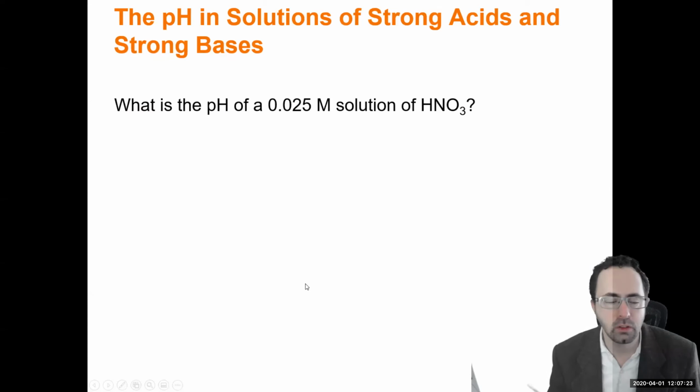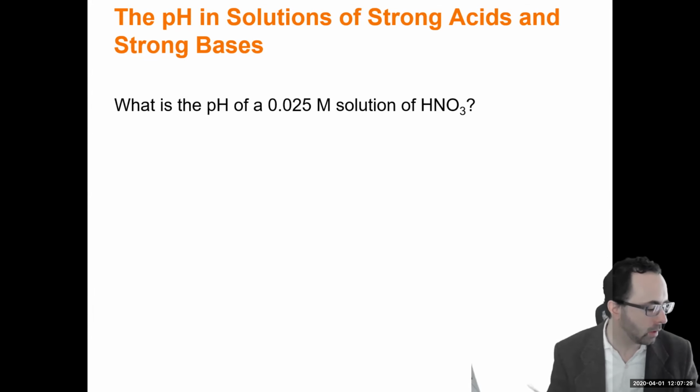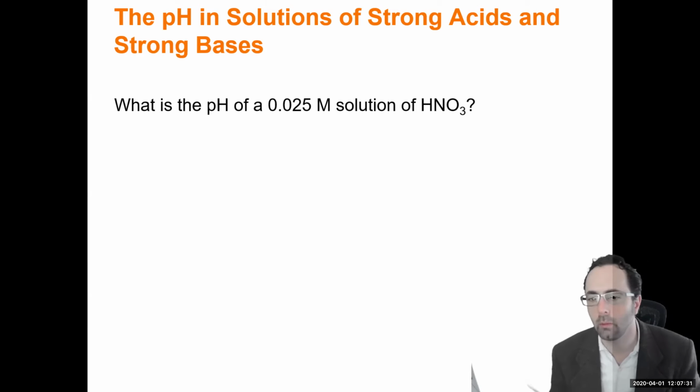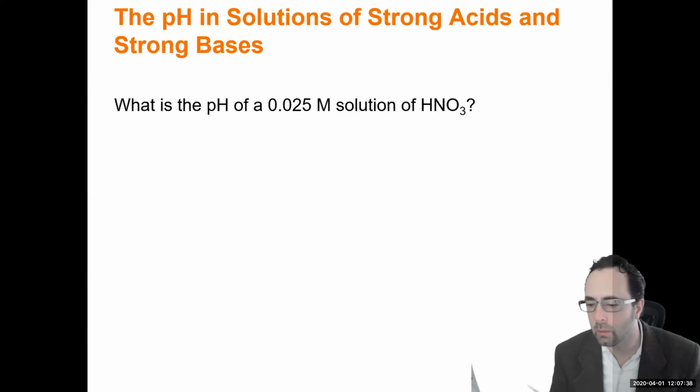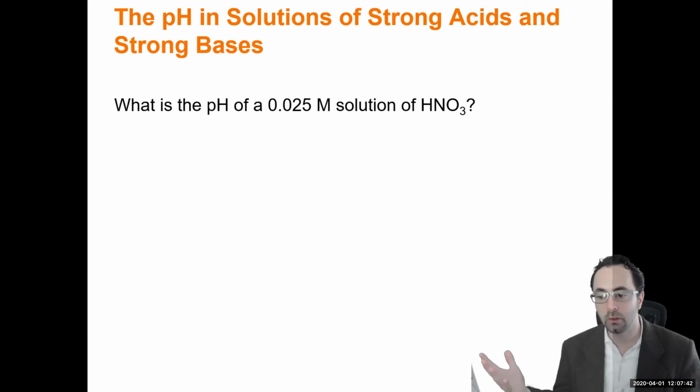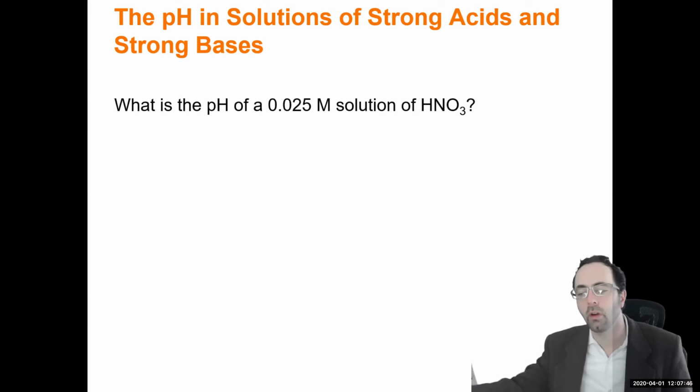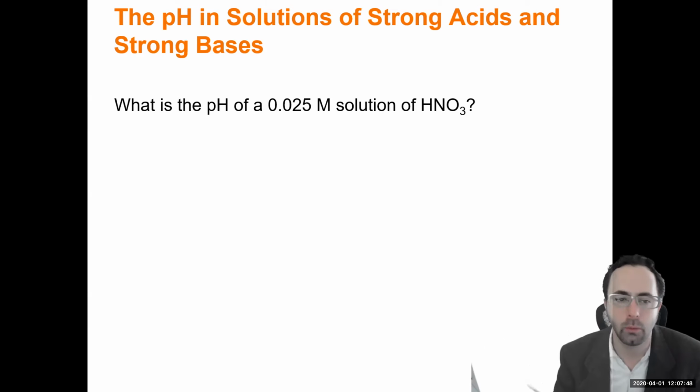So sometimes you won't be given the exact concentration of the hydronium. You'll have to figure it out, whether there's an equilibrium or whether there's not. So for strong acids and strong bases, there's not going to be any equilibrium, because they 100% dissociate. There is no equilibrium. They just completely separate, or the equilibrium is so far towards products that we don't really consider it.